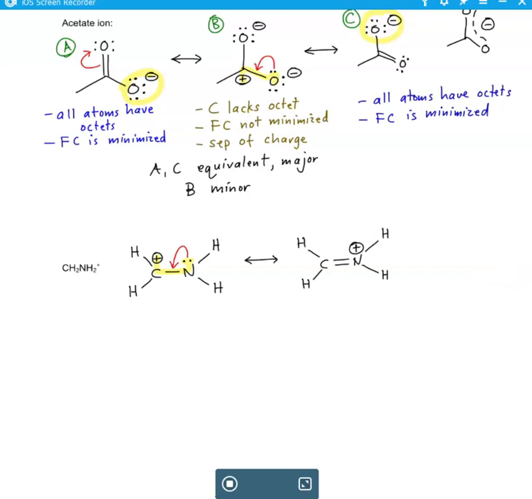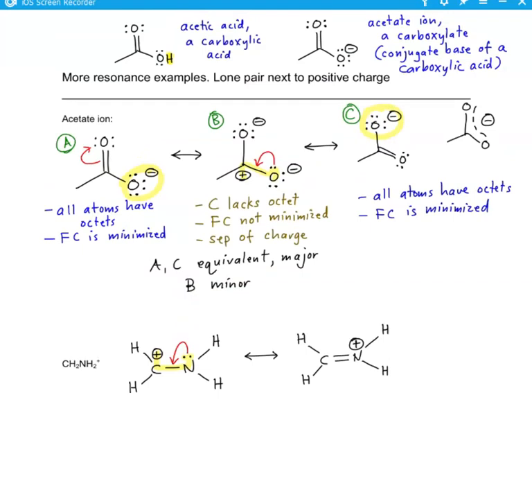Now this makes sense because charge, remember, has to be conserved. Each of the contributors to the hybrid has to have the same net charge. If we go back up to the acetate ion, we can see that that's the case. Each of the structures that we drew has a net charge of -1. So that's up here, -1.